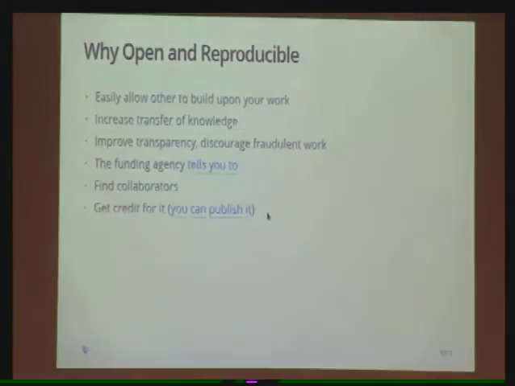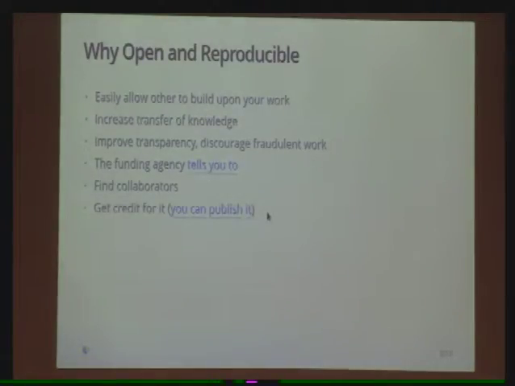But why do we do things like this? And again, I'm not going to rant too much about this, because this is coming from our work at Sage, where we're trying to make things more accessible to people. If we're open and reproducible, we allow others to build on our work and transfer knowledge. We're trying to improve transparency and discourage fraudulent work, though there's no magic bullet for that. If somebody wants to fake their work, they're going to fake their work, whether they're transparent or not. They'll just work harder at it. So that's not an answer.